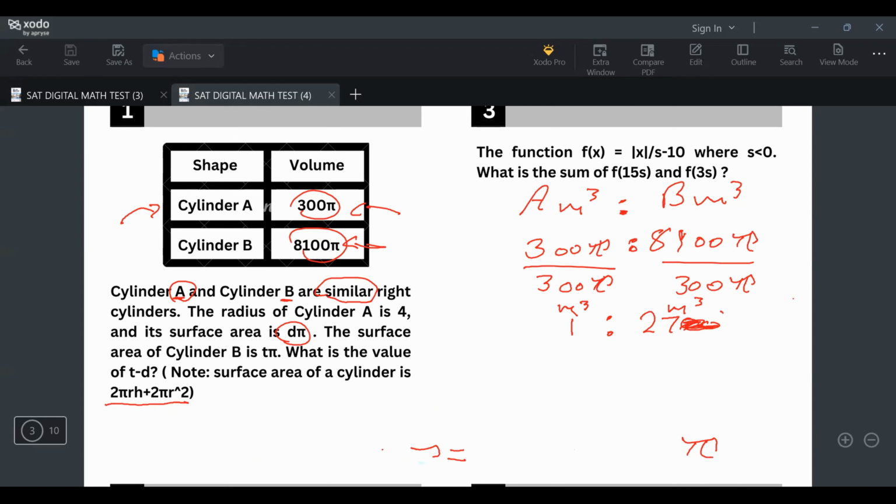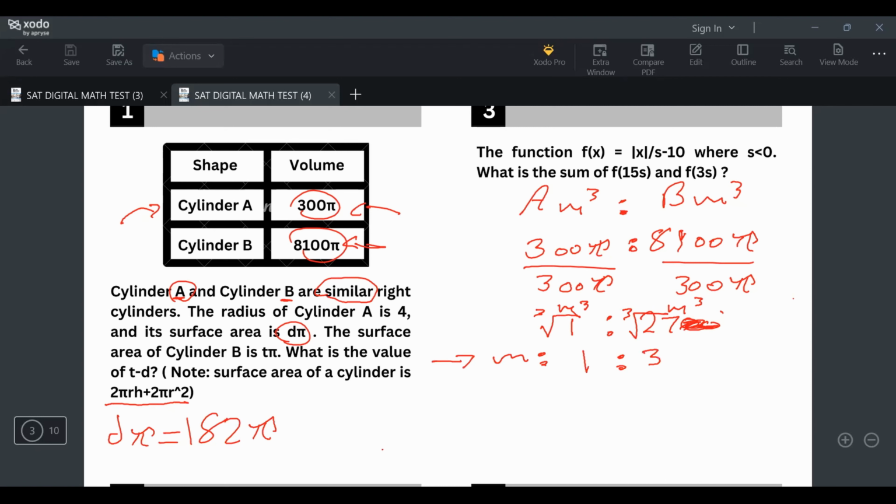We don't need that. Yeah, just let's say dw is equal to 182 pi. Okay, so in meters, we can get the ratio in meters by getting the cubic root of both sides. The cubic root of 1 is equal to 1, and the cubic root of 27, if you plug that into your calculator, you will have 3.